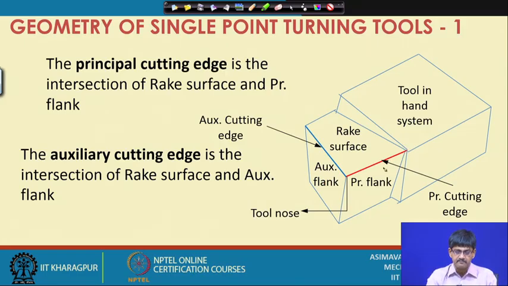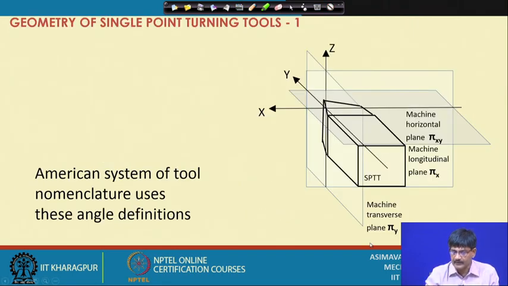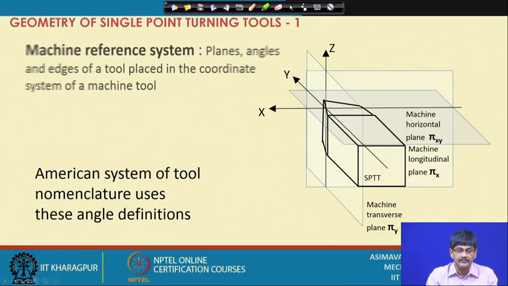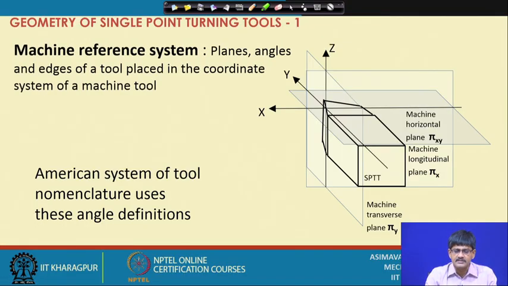Now, let us go on to the tool when placed in a coordinate system, the machine coordinate system. And once the tool is placed in the machine coordinate system, it starts having a relationship with the different planes. Okay. So, this is our tool.